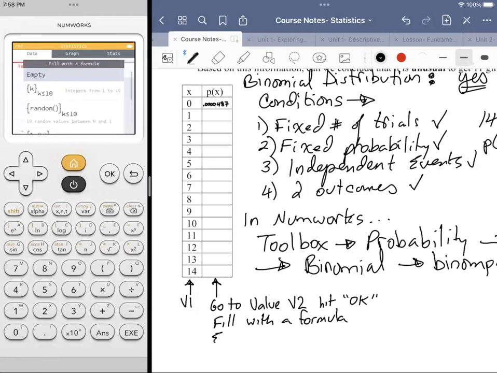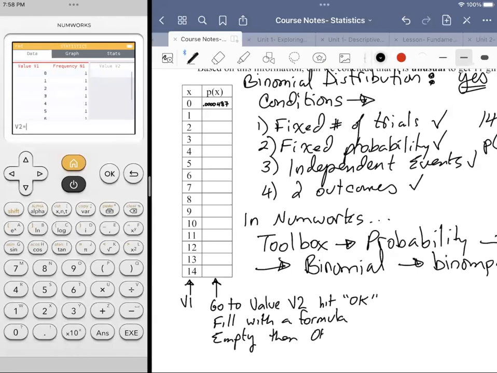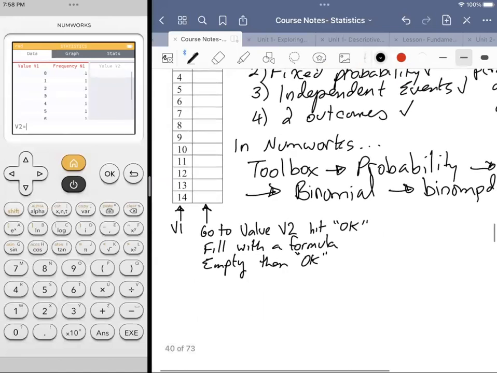Empty. All right. Sometimes the ones that are preloaded will be useful for you, but most of the time they won't be. I've been in contact with the NumWorks people about updating it so that you could actually save a formula that you write, but so far no good. All right, so you hit OK. All right, so empty, then OK. So now in your home screen, the field at the bottom of the screen, you see V2 equals.